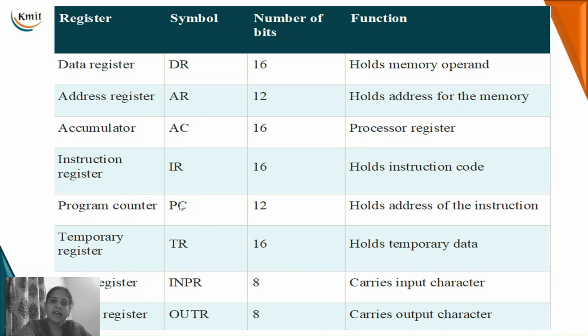And program counter PC is a 12-bit register. It holds the address of the particular instruction, that is, the address of the instruction. Next, coming to temporary register, it is also a 16-bit register. It is used to hold the temporary data. Next, the input and output are 8-bit registers, and the input register carries the input characters, whereas the output register stores the output characters that have to be given to the user.